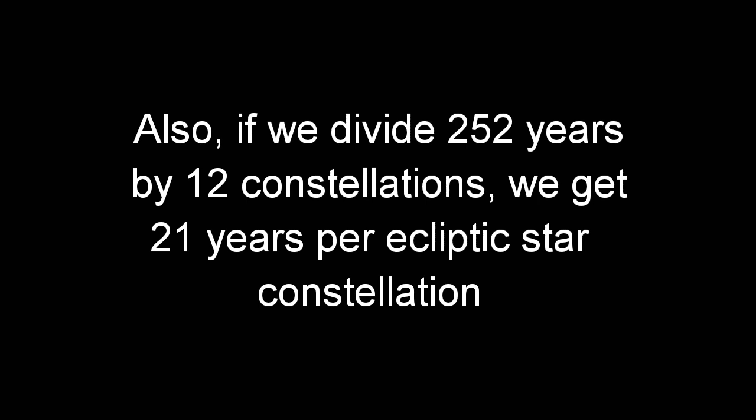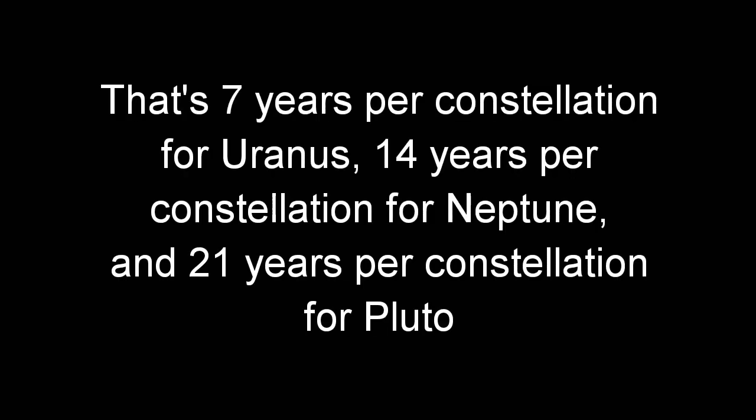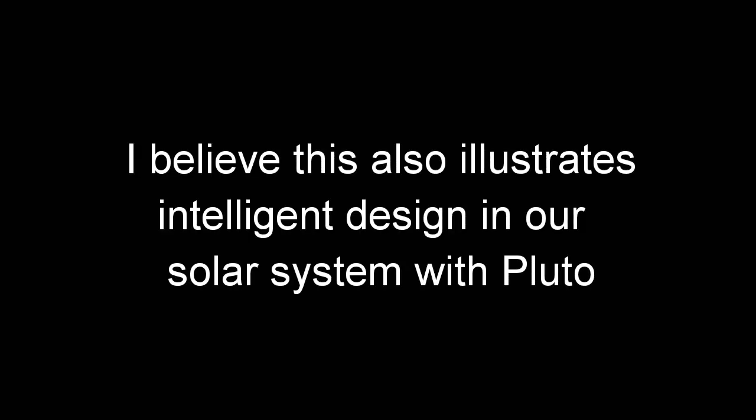Here we can see the configuration of 3, 6, and 9. Also, if we divide 252 years by 12 constellations, we get 21 years per ecliptic star constellation. That's 7 years per constellation for Uranus, 14 years per constellation for Neptune, and 21 years per constellation for Pluto. I believe this also illustrates intelligent design in our solar system, with Pluto.